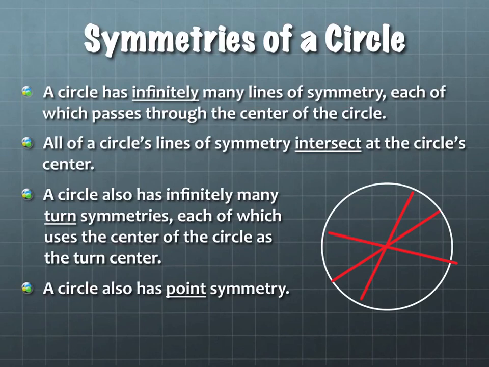There's a few of them drawn. Not great, but you can get the idea. All of the circle's lines of symmetry intersect at the circle center. That should make sense. They're all diameters, right? Yeah.